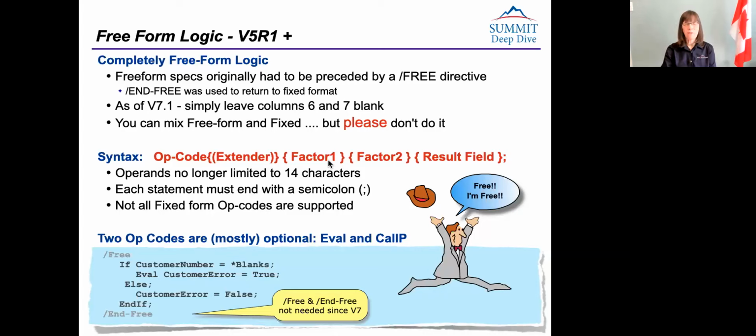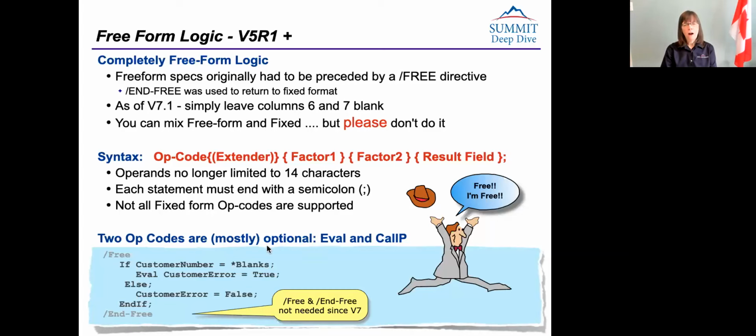There's 1 or 2 exceptions, but almost always you don't need any kind of placeholder for factor1 or factor2 or result. The compiler can figure out in context, you know, which ones, depending on how many are there, whether it's a factor1 and factor2 or factor1 and result, or, you know, whatever. Your operands are not limited to 14 characters anymore. You do need the semicolon at the end of the line, and not all opcodes are supported. That's probably the biggest stumbling block for a lot of people.